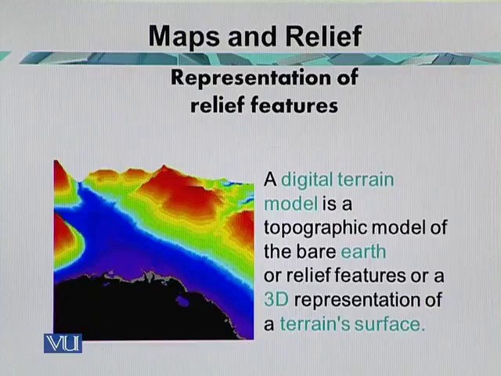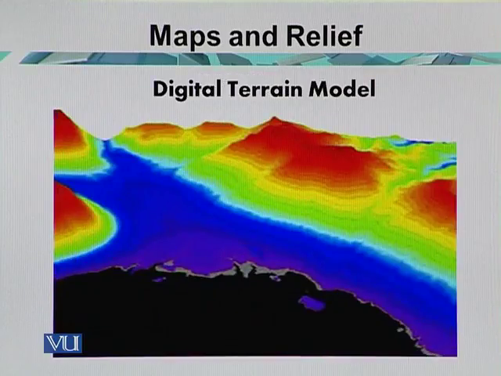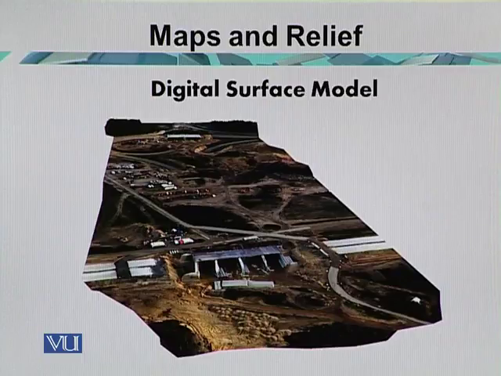In recent technology, the method used for the representation of the relief feature is the digital terrain model, which is a topographic model of the bare earth or relief feature, a 3D representation of the terrain surface. In most cases, the digital surface model represents the Earth's surface and includes all objects on it. In contrast, the digital terrain model represents the bare ground surface without any objects like plants and buildings.